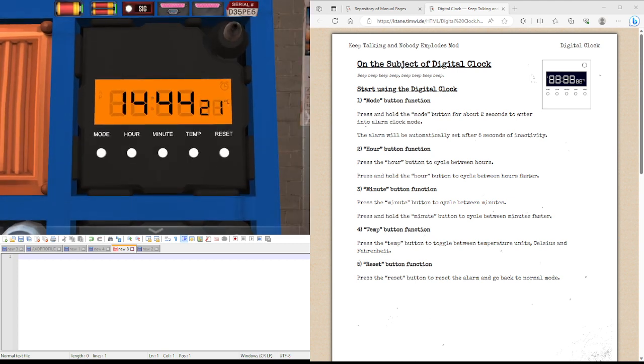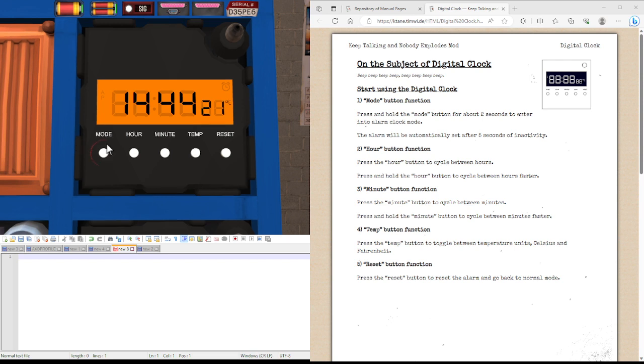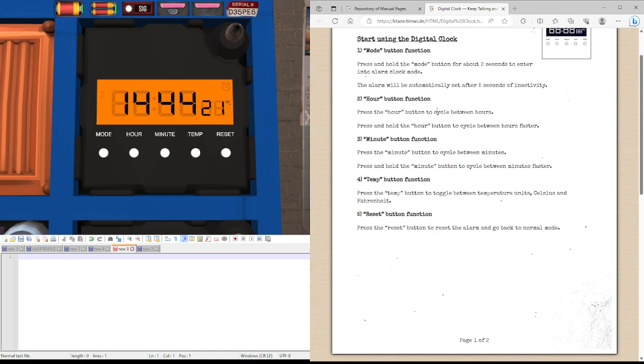Hello guys, Exeter here, and welcome to Digital Clock. The module will have a digital clock and 5 buttons. The mode button we will hold for about 2 seconds to enter alarm clock mode. This is our submission state.